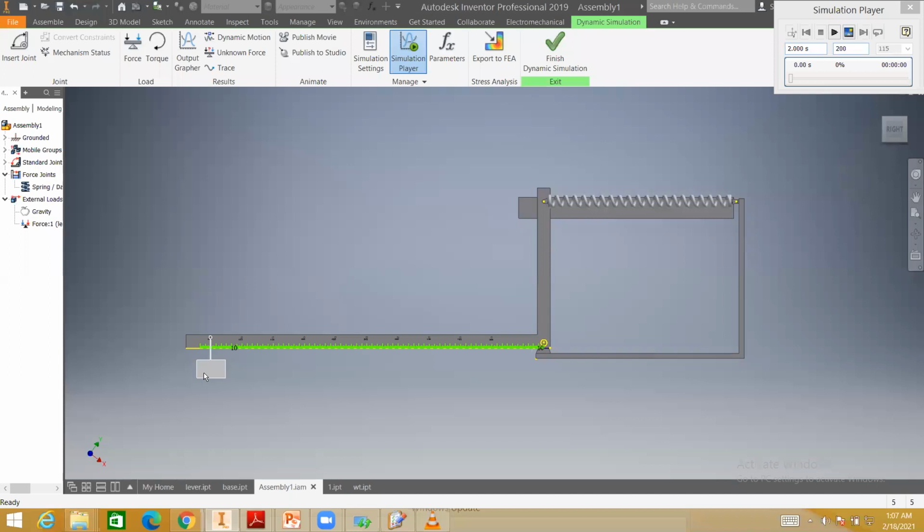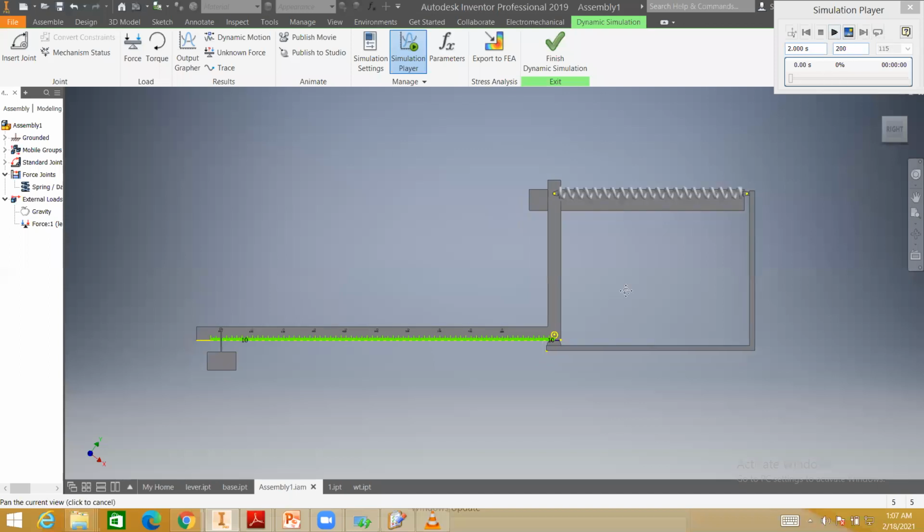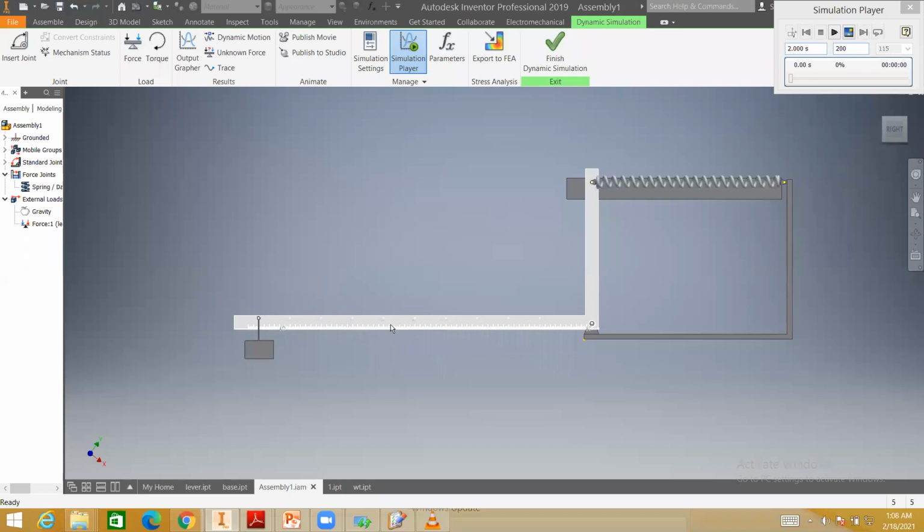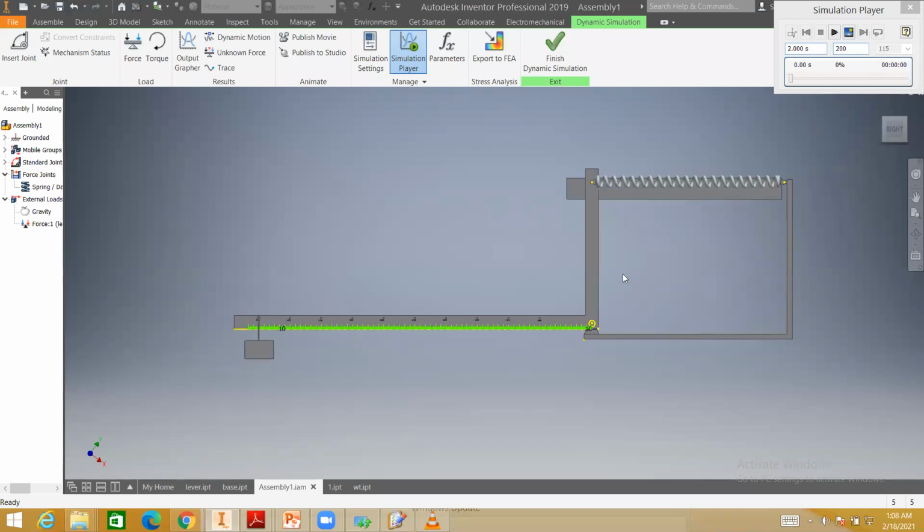Suppose this is a known weight, that is 2 kg. Then you can observe here what is going to happen immediately when we apply the weight. Immediately this complete system will lose its equilibrium and it will rotate in the anti-clockwise direction. So just observe here.